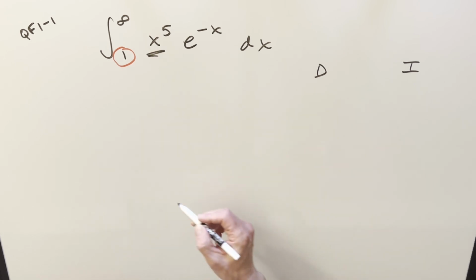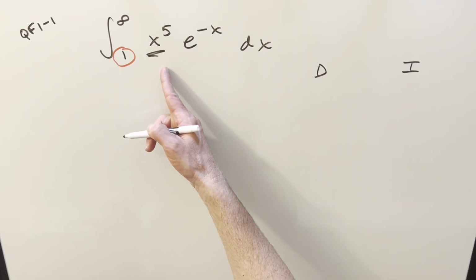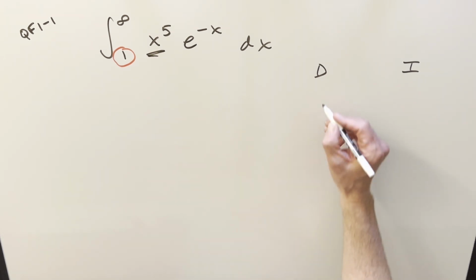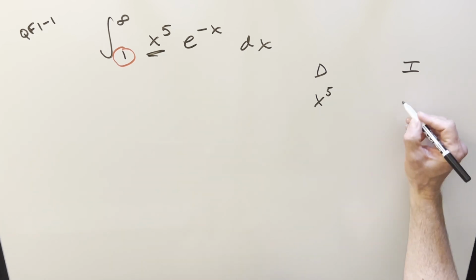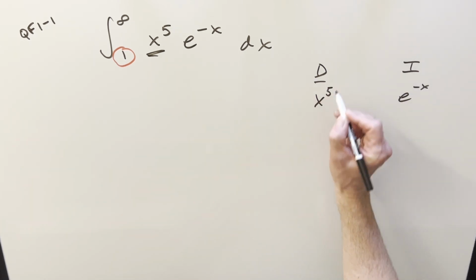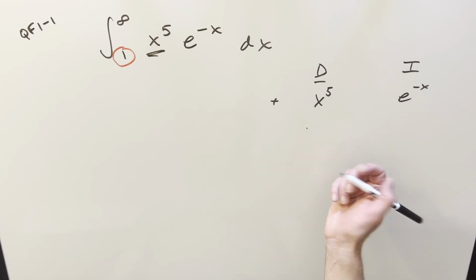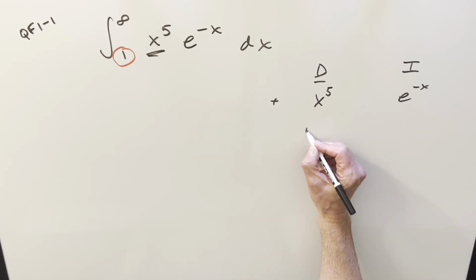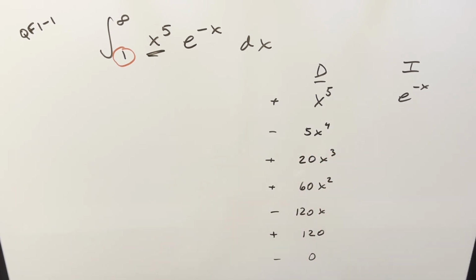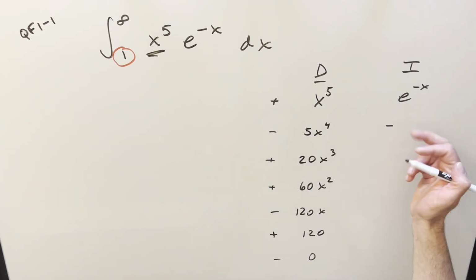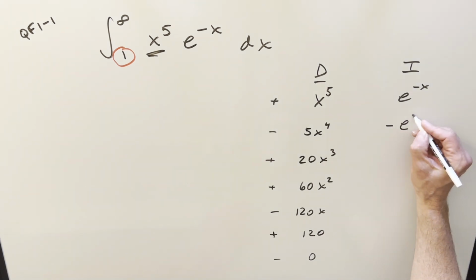If I differentiate x to the 5th, I just need to differentiate it a whole bunch of times. Eventually, it's going to be 0. In e to the minus x, that's going to be easy to integrate. So let's go ahead and differentiate this 6 times until it's all the way to 0. And then over here on e to the minus x, that's going to be easy, just alternating signs, because every time we integrate, a minus is going to pop out.